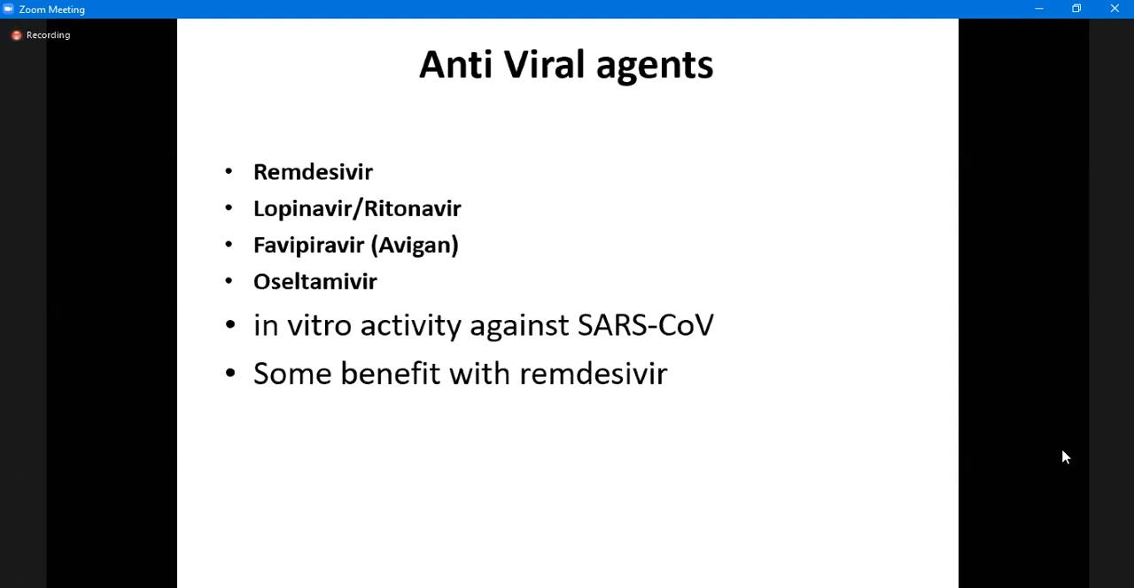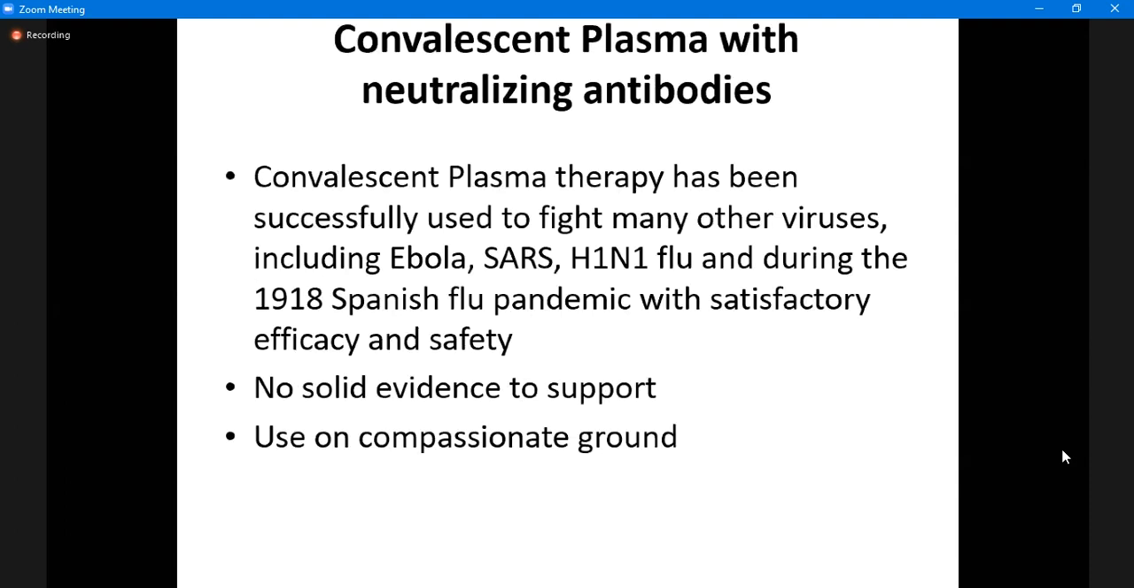So at the moment, what I can say is probably remdesivir has some benefit, particularly in reducing the hospital stay. Lopinavir and ritonavir, probably the benefits are not great, and we need further studies to see whether it's effective or not. Then, of course, convalescent plasma.